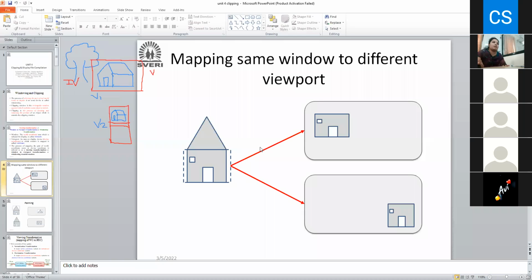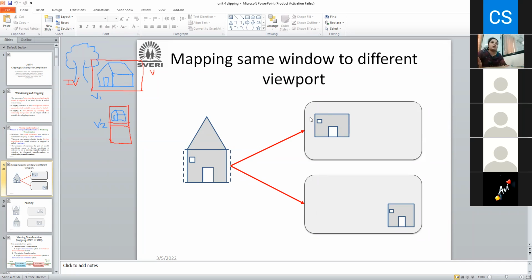So a mapping is done between the image, or between the window capture, and it is placed on the viewport. So there are two ways it is represented. Similarly, where to keep that picture is also different.